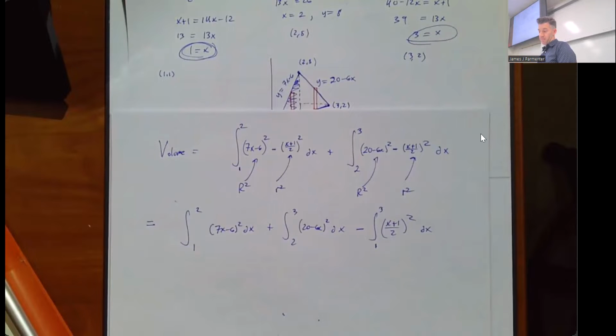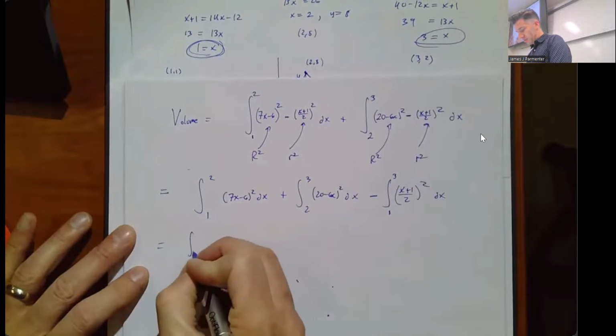Question. Is it better to do a U sub for each of these, or is it better to multiply them out? I don't have a good answer to that question. I think you can make a convincing argument either way. It's probably more straightforward to multiply them out though. So if we multiply them out, it looks like this.